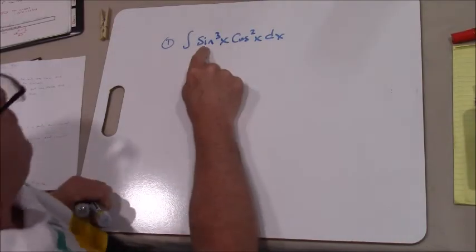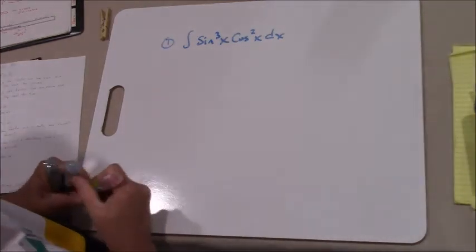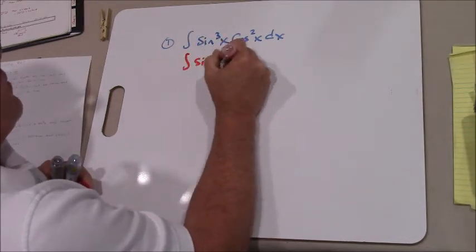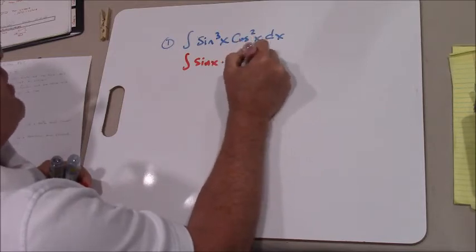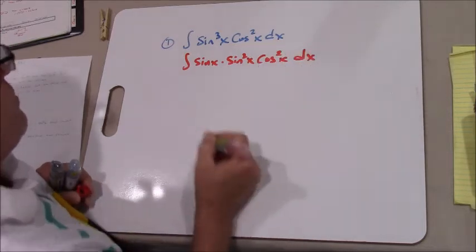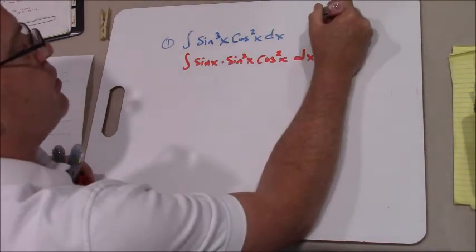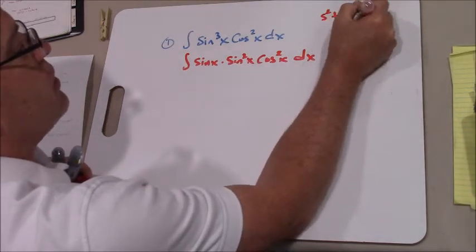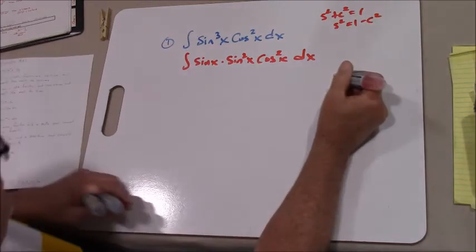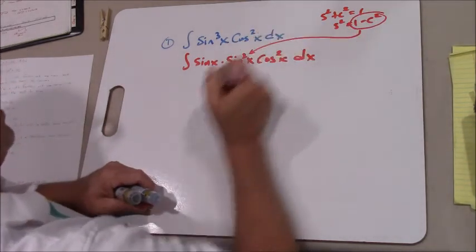All right, so here's an odd exponent. And so what I want to do is factor one of those sines out. So I would say the integral of the sine of x times sine squared of x times cosine squared of x dx. And I want to convert this over to cosines. So we know that sine squared plus cosine squared equals 1. Therefore, sine squared will equal 1 minus cosine squared. And so I want to put that in place of this thing.